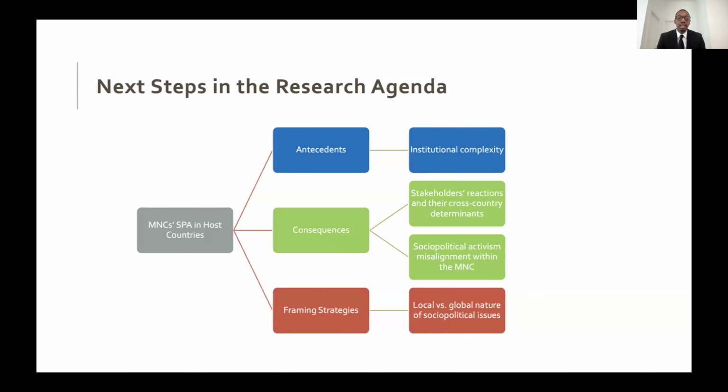And then lastly, just thinking about even if there is alignment, I think what's interesting about multinationals is who's speaking up. Is it the headquarters or the subsidiary or the affiliate? And are they framing these issues as local or global? And so what I'll do for the remainder of my time is really walk through the consequences and framing strategies, some ideas that I have with regards to these topics or subtopics.